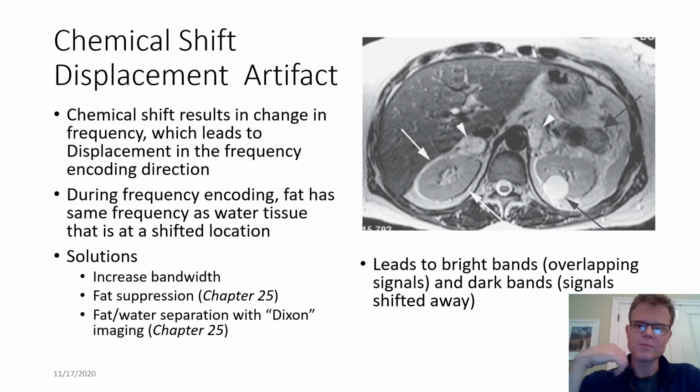What this shows in the image is some examples of what this appears like. You can see these bright bands that are not real. They are just the overlap of these signals in the image, and also these dark bands, depending on whether the fat and water signals have overlapped with each other or been separated from each other. There are a couple of solutions to this. The bandwidth, which we'll see, is the way to increase the readout gradient amplitude, and then a couple of other techniques covered in chapter 25: fat suppression or fat-water separation.